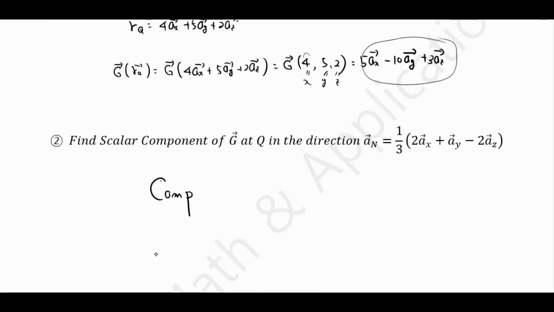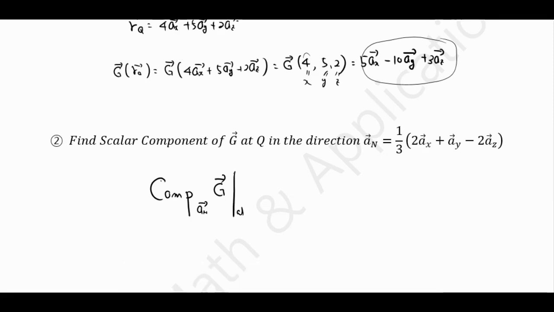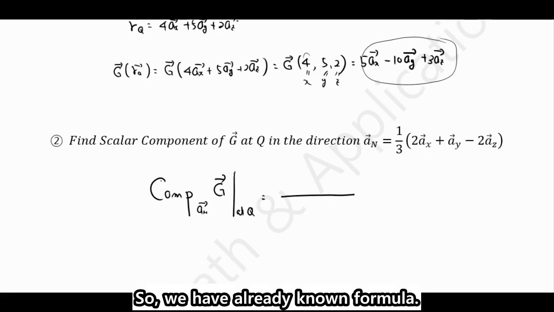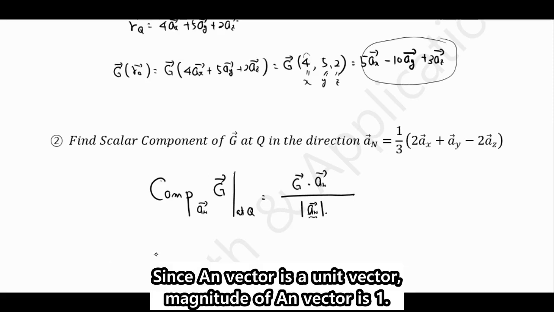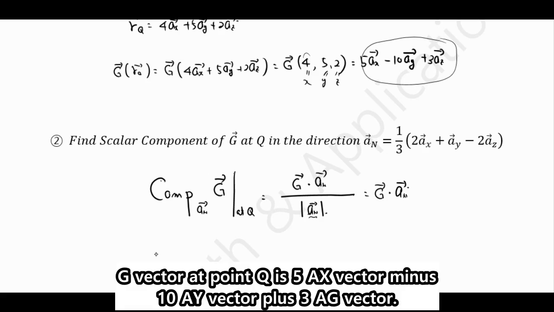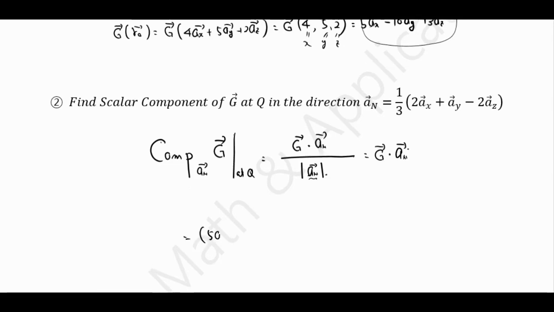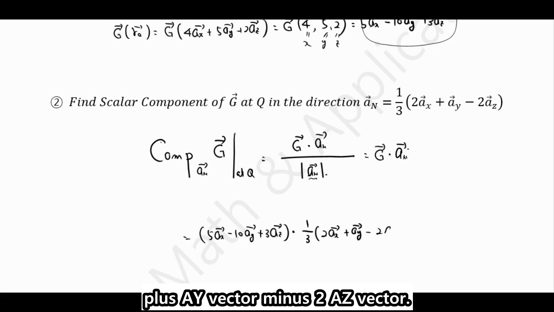Question 2 is to find the scalar component of G vector at Q in the direction of a_N vector at Q. So we have already known the formula: G vector dot a_N vector over the magnitude of a_N vector. Since a_N vector is a unit vector, its magnitude is 1. So this is G vector dot a_N vector. G vector at point Q is 5a_x vector minus 10a_y vector plus 3a_z vector, dot 1 over 3 times 2a_x vector plus a_y vector minus 2a_z vector.